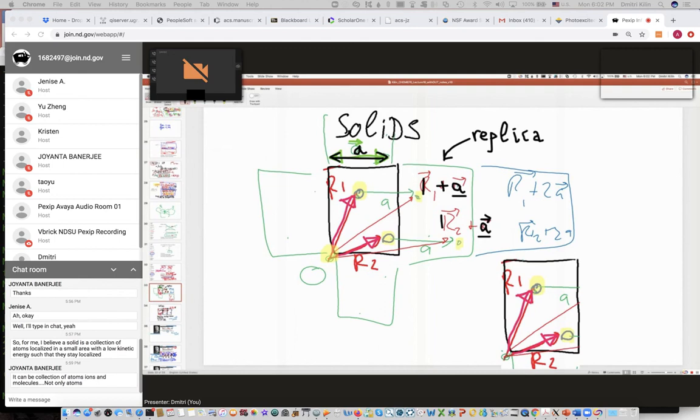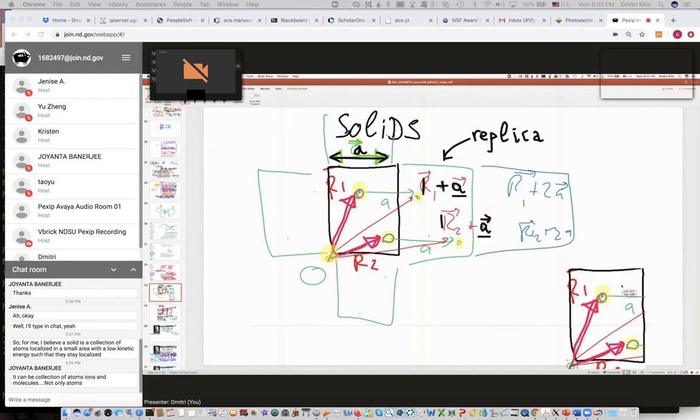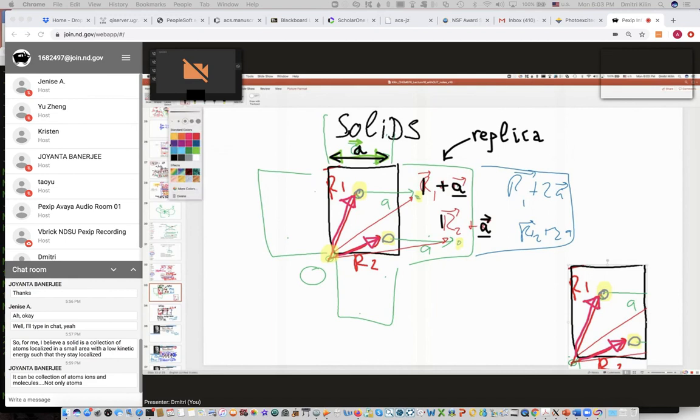If we want to prolong further, there is another replica next to it, and then positions of these yellow atoms in the next replica, here and there, will be the same as in the original cell plus 2 times the periodicity vector, 2a.